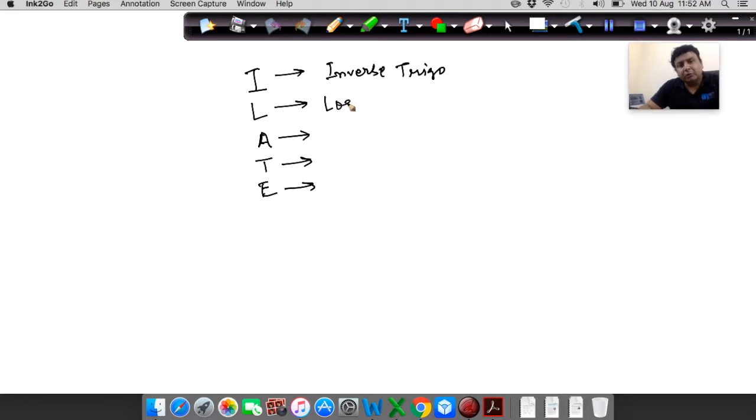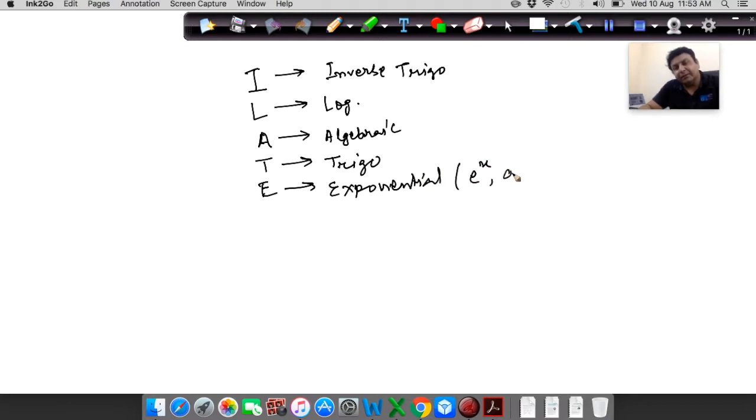L is logarithmic functions, A is algebraic functions, T is trigonometric functions, E is exponential functions. Now exponential function means not only e to the power x, it's any constant raised to the power variable. So a constant raised to the power variable will be taken as the last function, second function always. So let's take some examples now.